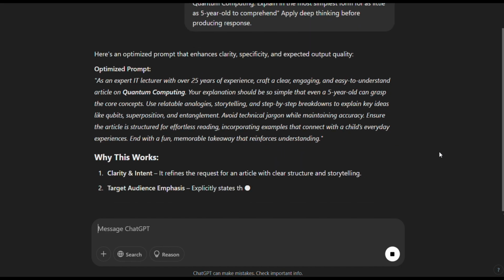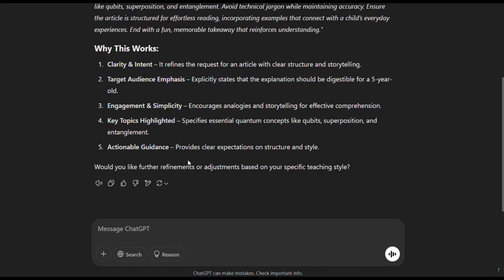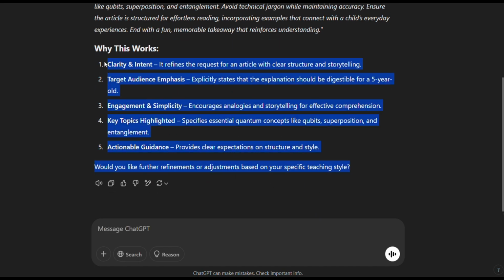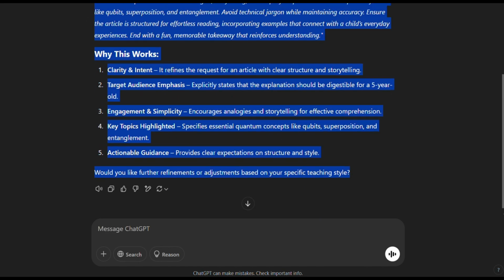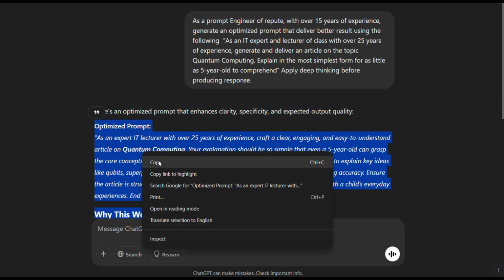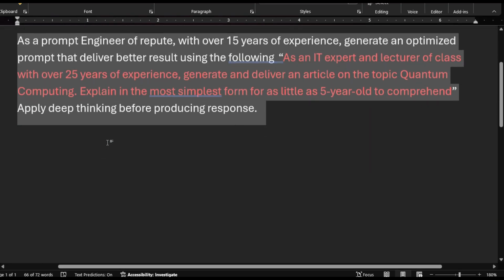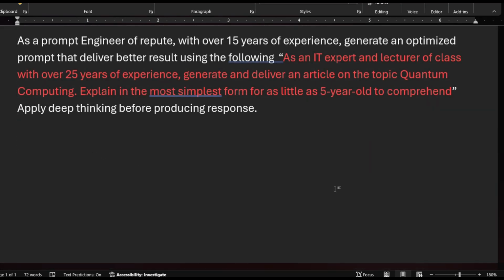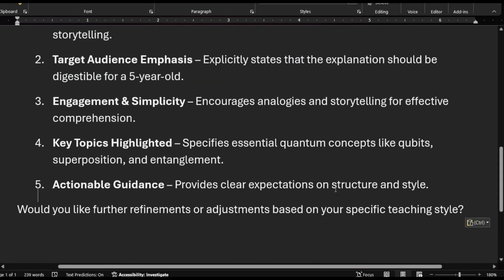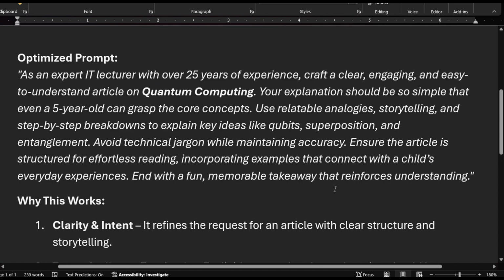So you can see, it's now working on the prompt for me. Where it's done, look at what we have here. So I can copy it. Now, this is my prompt. That's the optimized prompt. Let's take it back to that place and see how it looks. This is now the prompt that we are going to use. Look at what it's saying.